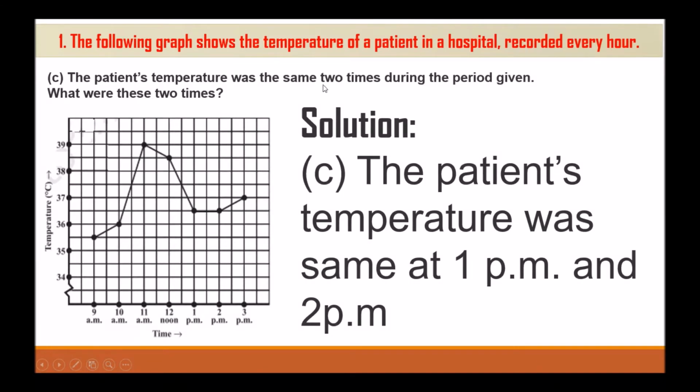The patient's temperature was the same 2 times during this period. What were these 2 times? So it is 36.5 degrees and 36.5 degrees at 1 p.m. and 2 p.m. So the patient's temperature was the same at 1 p.m. and 2 p.m.